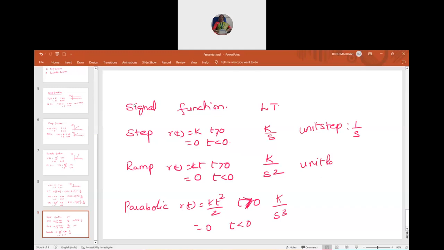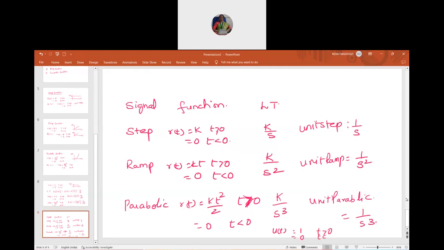If it is a unit step, then the Laplace transform is 1 by s. For a unit ramp, that is when k is equal to 1, the Laplace transform is 1 by s square. For the unit parabolic function, R of s is 1 by s cube. So this is about the time response of a system, the different standard test signals and their Laplace transforms. Also remember there is something called u of t, the step input, which is 1 for t greater than 0 and equal to 0 for t less than 0.